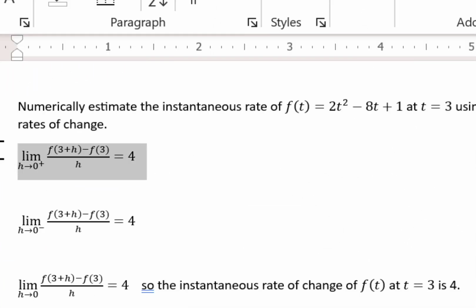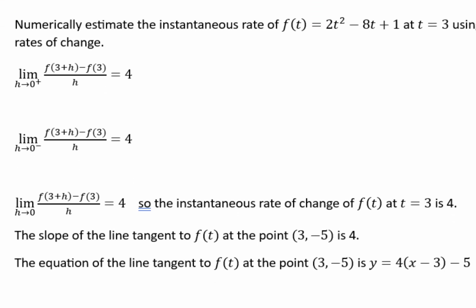So the left-hand limit of that difference quotient is 4, the right-hand limit of that difference quotient is 4, the overall limit of that difference quotient is 4. So we conclude the instantaneous rate of change of f of t at t equals 3 is 4. The slope of the tangent line to f of t at the point (3, negative 5) is 4. The equation of that line has a slope of 4. It passes through the point (3, negative 5), so this would be the equation of that line.